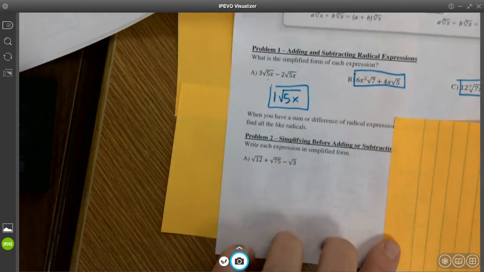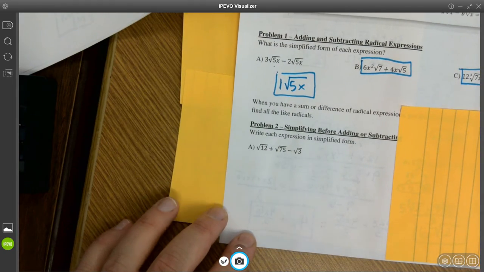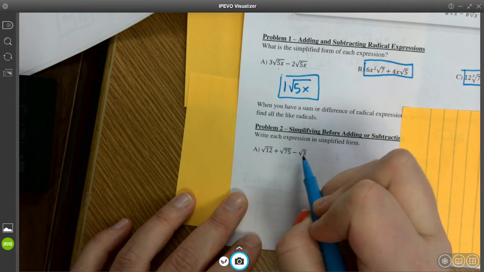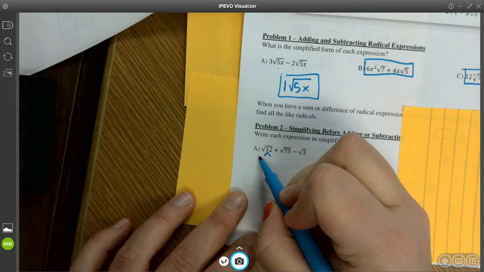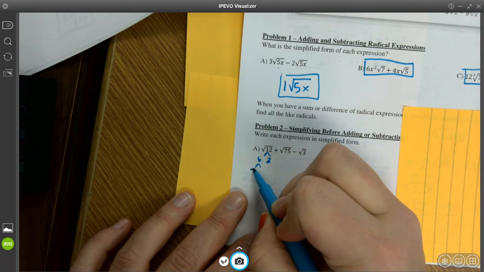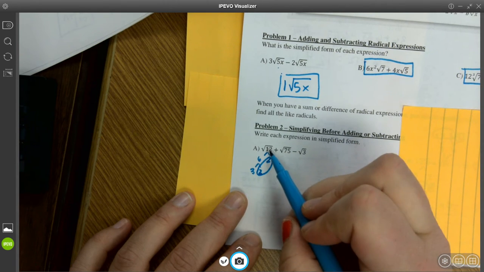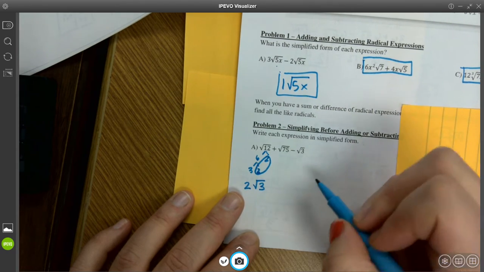So adding and subtracting. Right off the bat, it kind of looks like I can't do anything. However, you have to simplify each one of these. Each one of these terms, remember the terms are in between addition and subtraction. So I'm going to have 6 times 2. Here I'm going to have a 3 times 2. Here is a pair of 2's. So the square root of 12 is the same thing as 2 square root 3. I have to do that for each one.